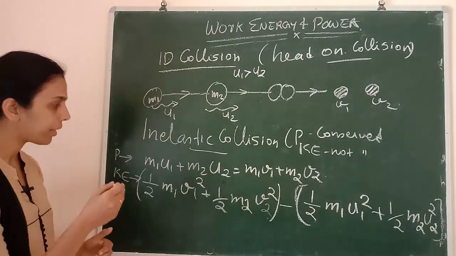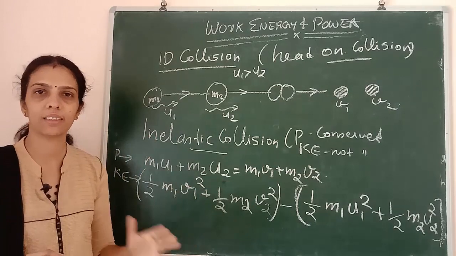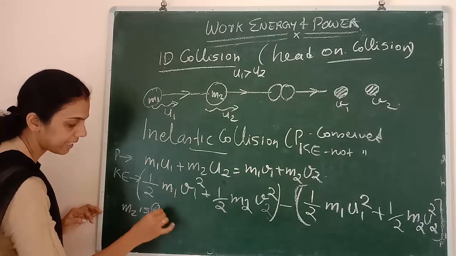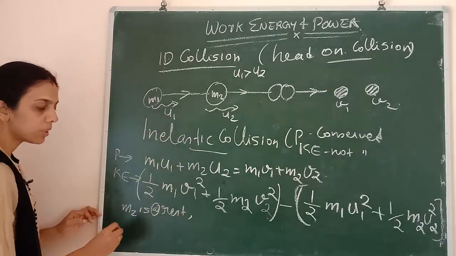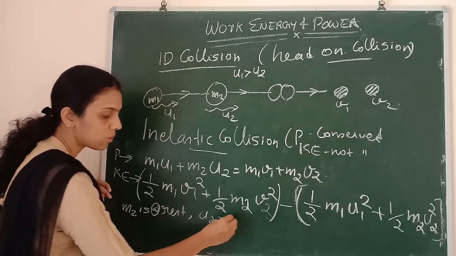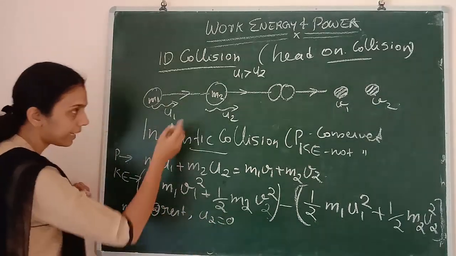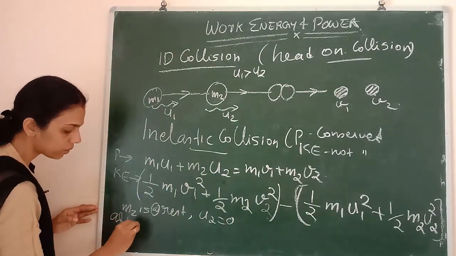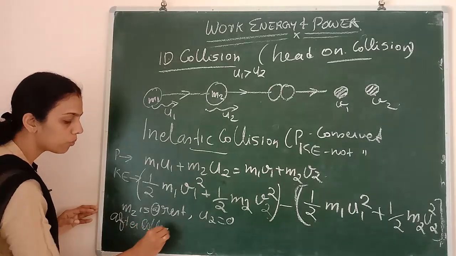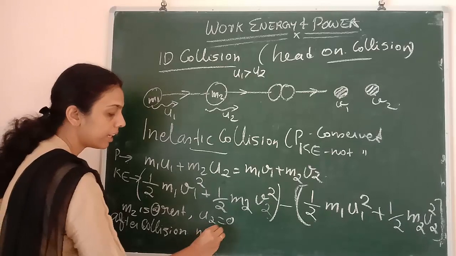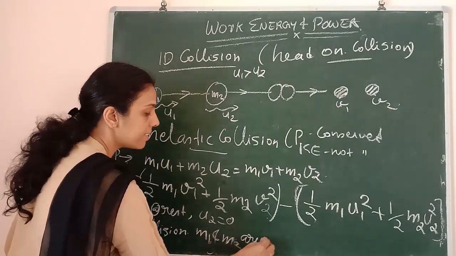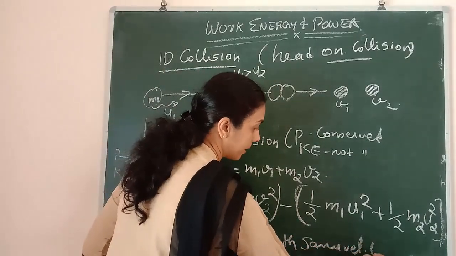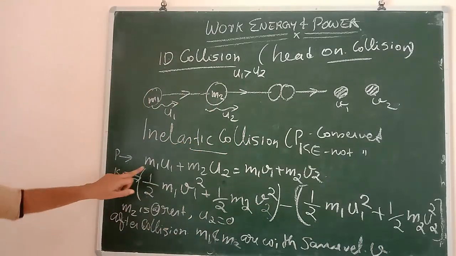While working out the equation like this, it will be very complicated, so we take one approximation. m2 is at rest, so u2 will be equal to 0. Then after collision both are moving with the same velocity, m1 and m2 at velocity v. So now how will this equation change?